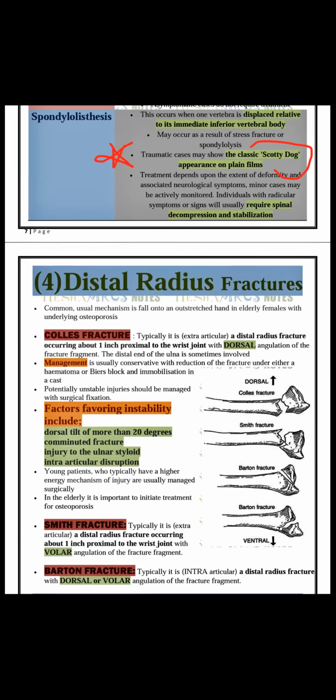Then now, let's go for distal radial fractures. Three names of distal radial fractures should be kept: Colles fracture, Smith fracture, and the Barton fracture.